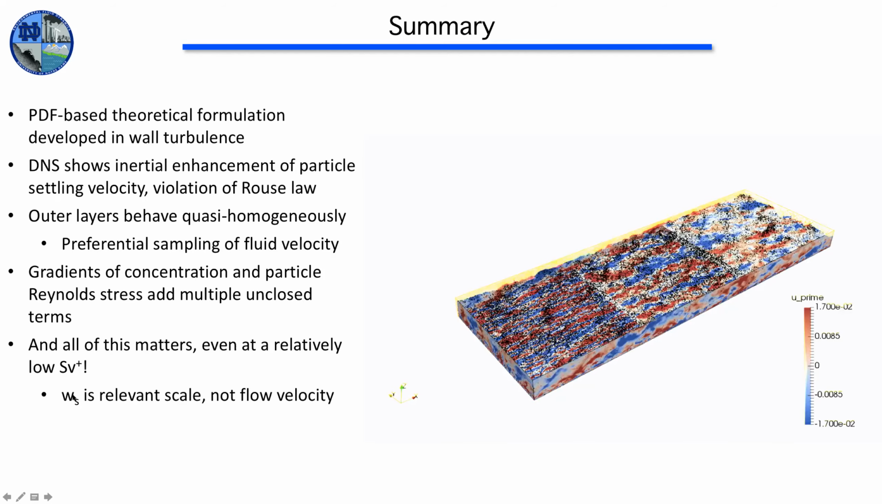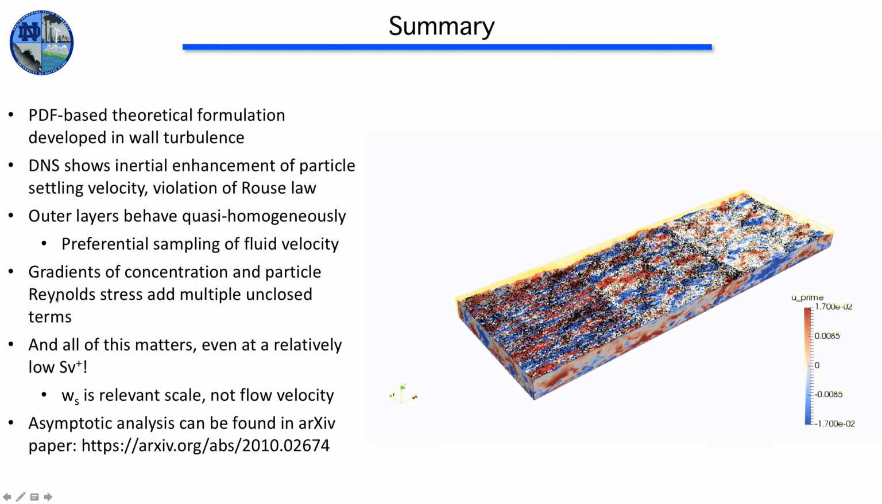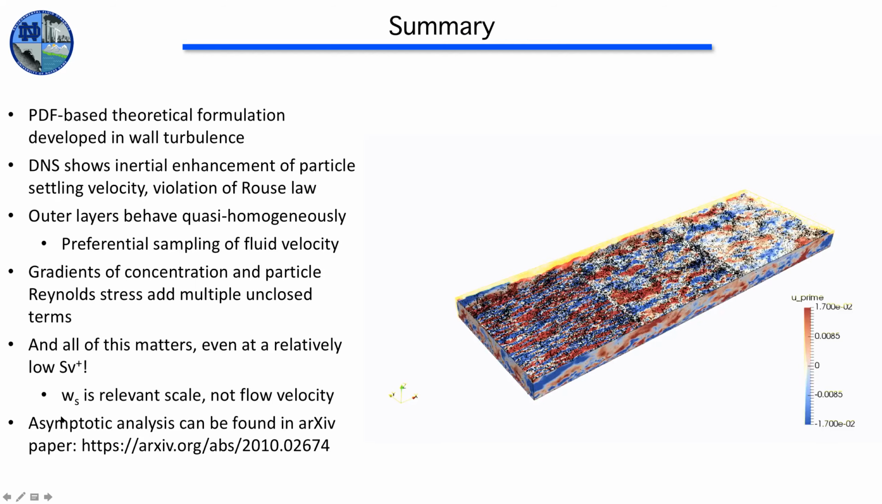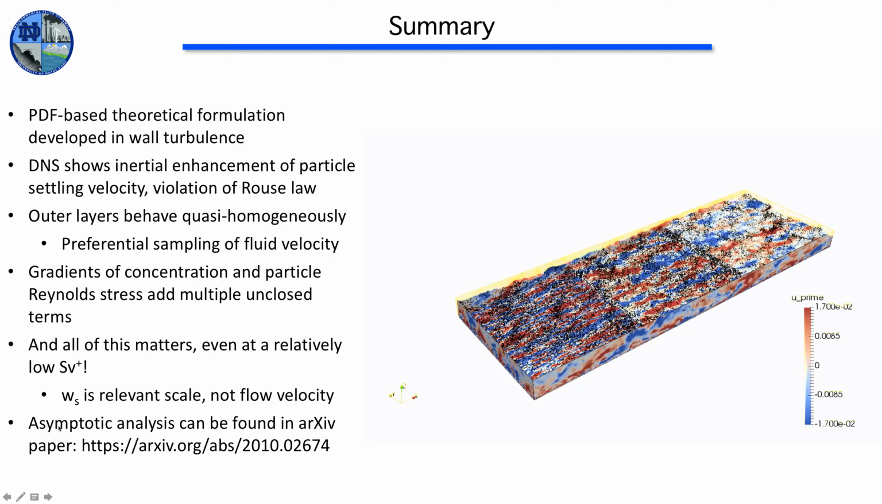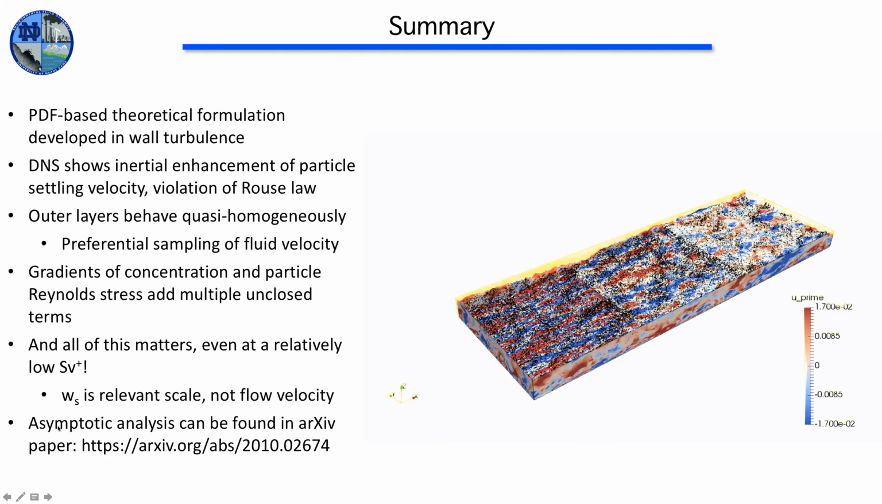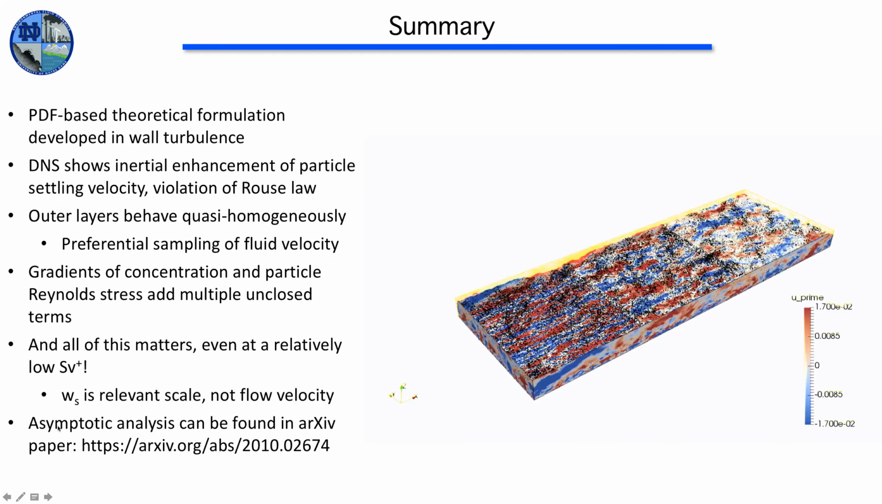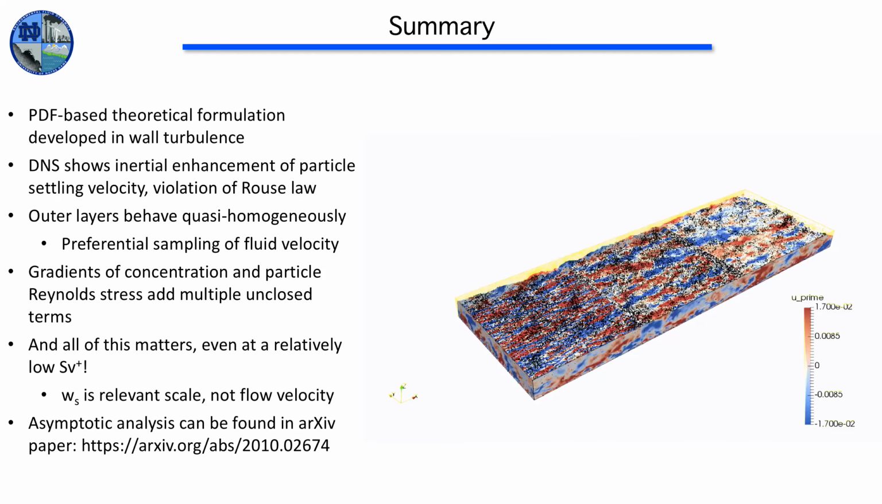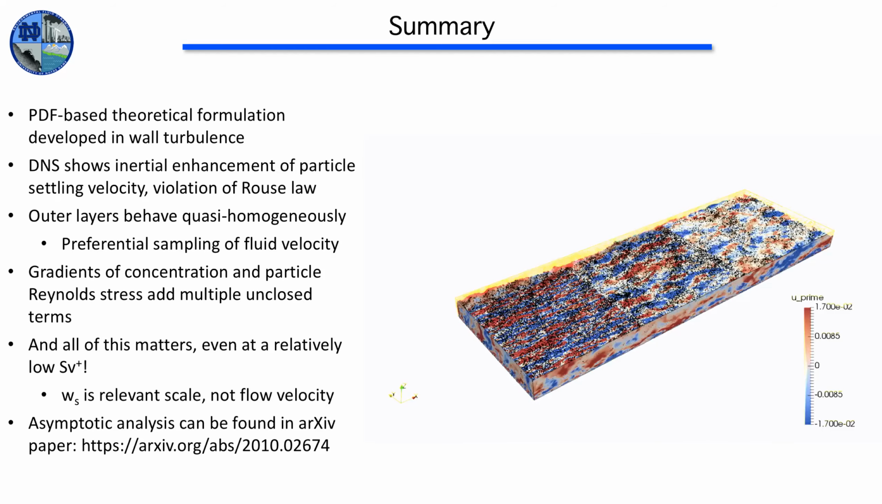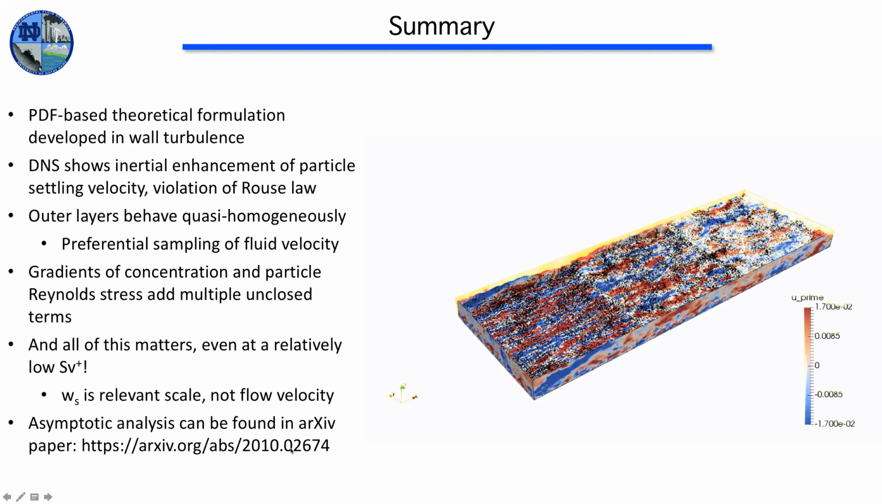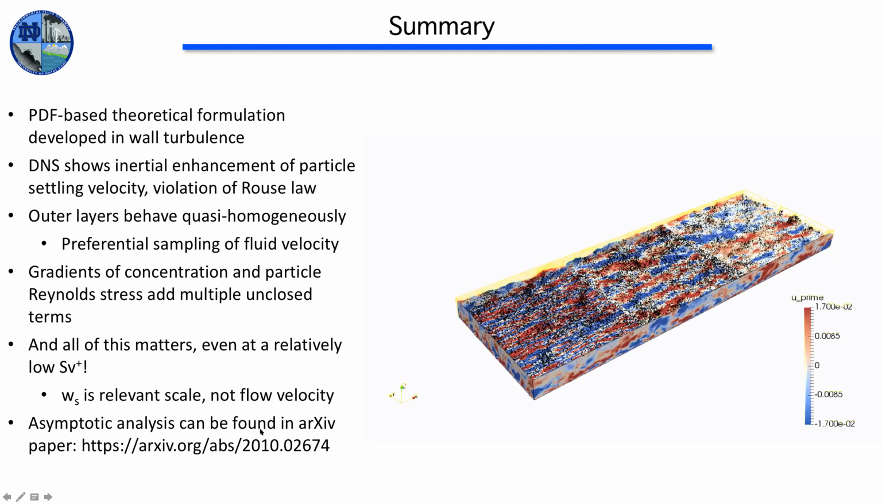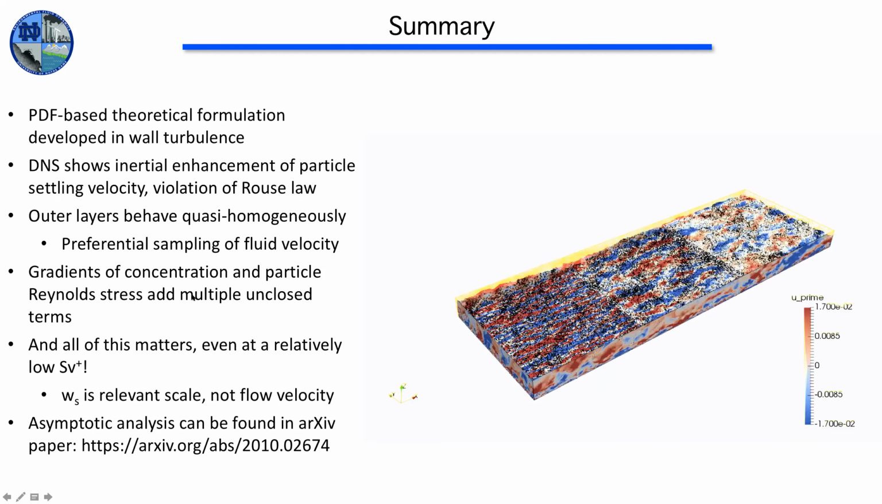So this was just a high-level overview, with a lot more details, as well as an asymptotic analysis on some of these terms. We measured them using DNS, but we also looked at various limits of Stokes number, SV number, as well as Z. These can be found in the archive paper, which you can go to at this link here. It's also included in the material inside this directory.